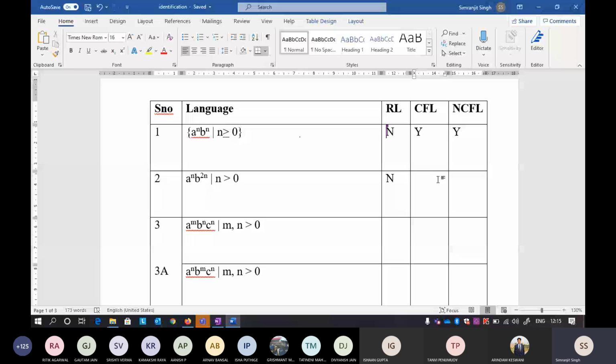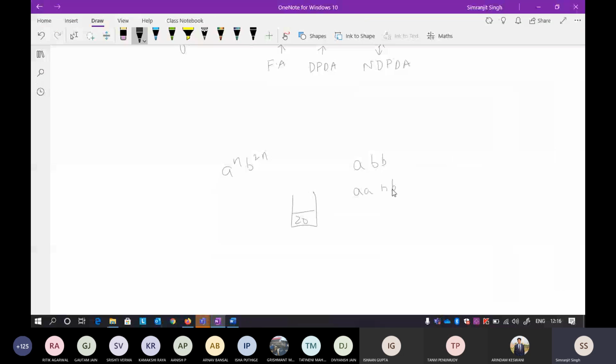Also I can tell you now, for this particular language a raised to power n, b raised to power 2n, you take a stack. Suppose there is one a, there will be two b's; if there are two a's, there will be four b's. There are two ways to solve this. Whenever there is one a coming, you can push two a's. Then after seeing a number of b's, you can directly pop. So at the end, it will be the same thing.